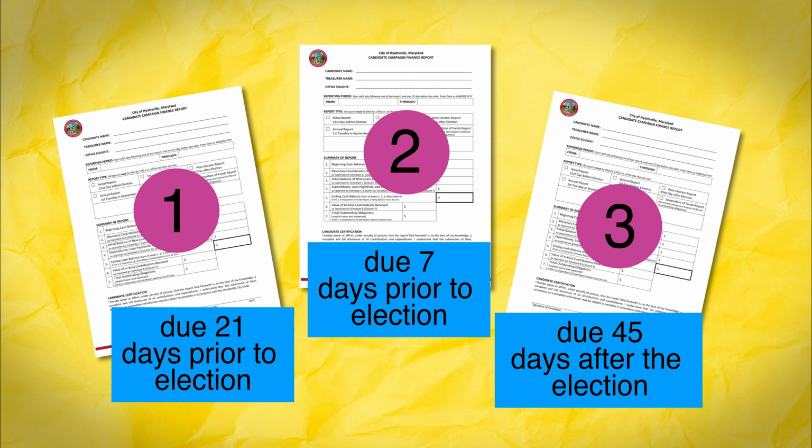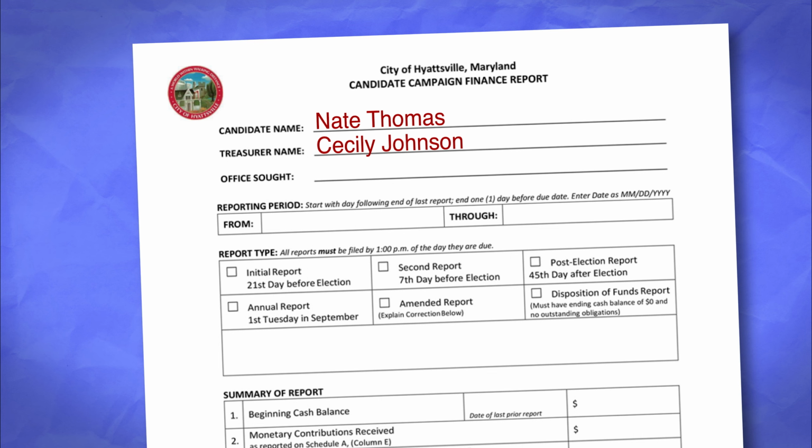Each report includes a cover page, schedules of information, and documentation. This is the top of the cover page. As you can see on the cover page, we have the candidate's name, the treasurer's name, the office sought, the reporting period, and the report type. As I mentioned earlier, this is an example of the initial report, so we have indicated that by marking this box.